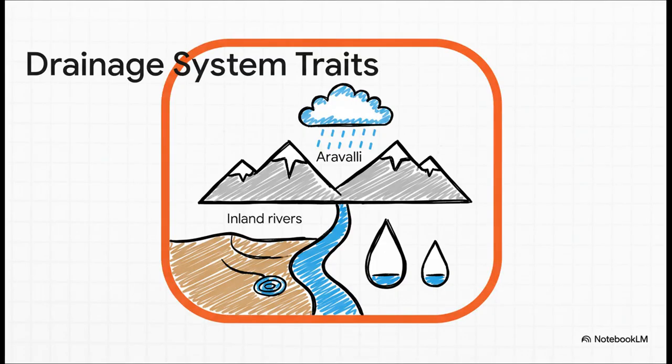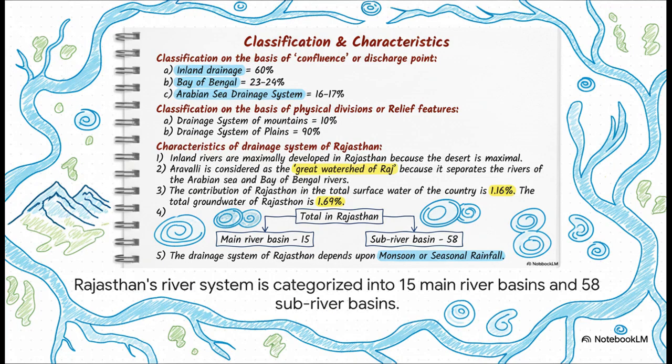So what are the big takeaways about this whole system? Well, like we just saw, those inland rivers that just vanish into the desert are the most common type here. The Aravalli Range acts as the state's great watershed, splitting everything up. And this is really critical. Pretty much all of this water depends on the seasonal monsoon rains, which makes it an incredibly fragile and precious resource.